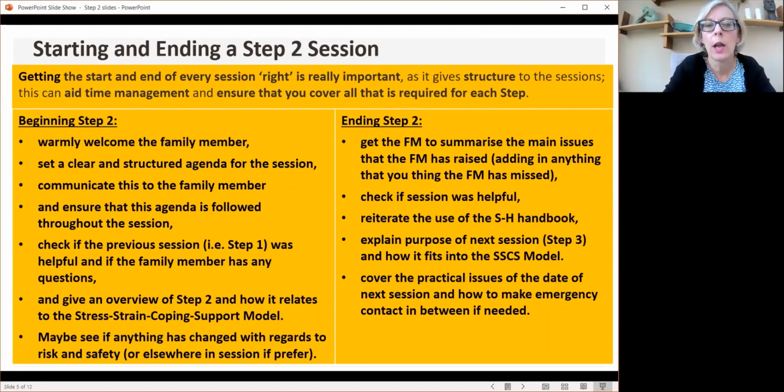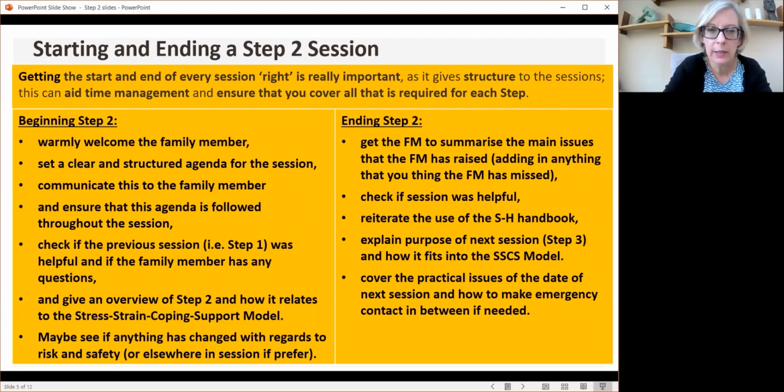Moving on, I want to talk a bit more about the starting and the ending of a step 2 session. And this slide gives some key points. They're essentially the same for all steps, but how you communicate this to the family member will be slightly different for each session as you do it. Our learning shows it's incredibly important to get the start and the end of the session right. And it gives structure to the session, it can aid time management, and it ensures that you cover all that is required for the step.